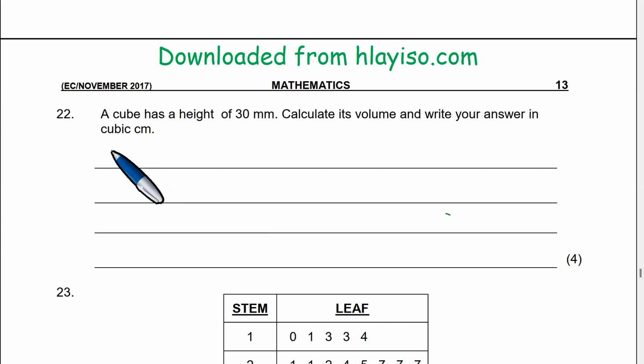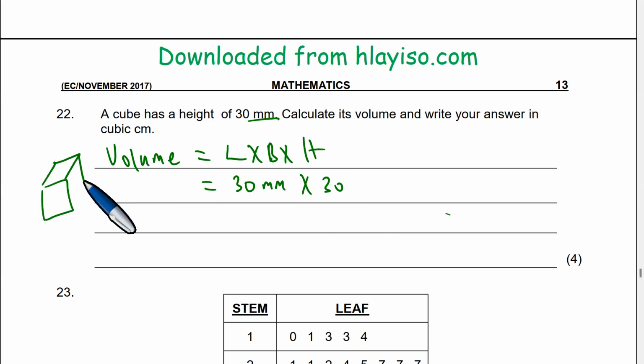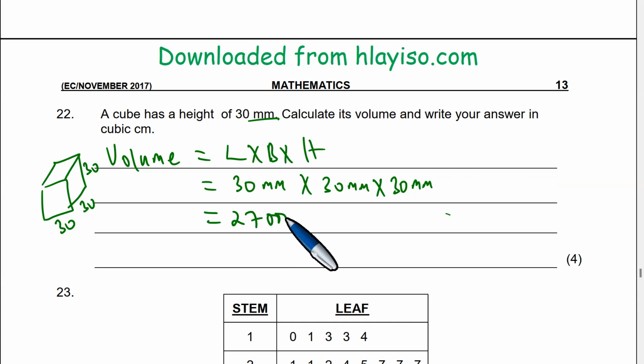What is the volume of a cube? This is 30 millimeters. It's length by breadth by height. But the height is this, so it's going to be 30 by 30 by 30, because a cube has all sides equal to each other. So each is 30, 30, 30. Now you multiply everything. What's the answer? 2700.